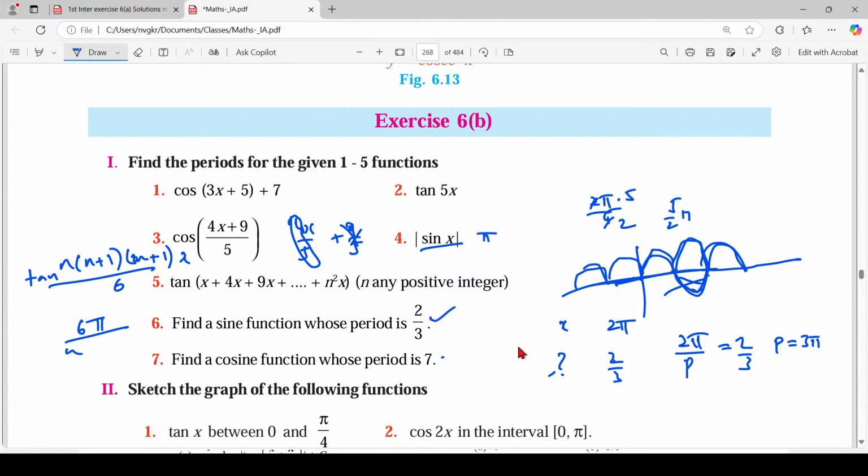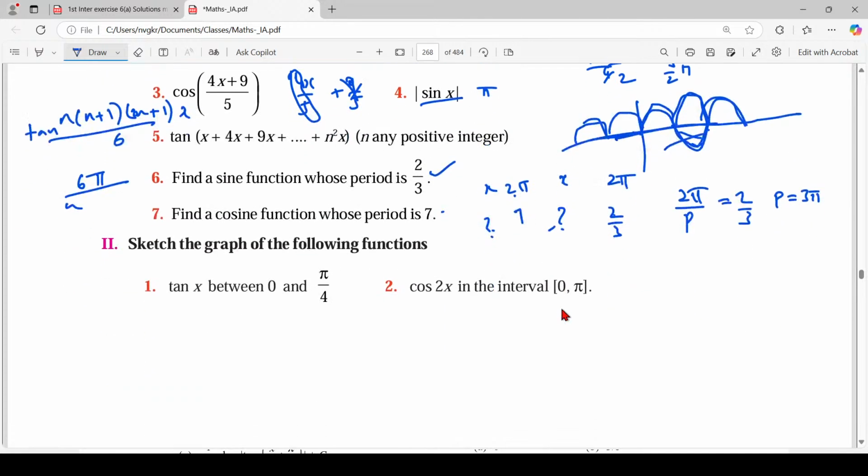Okay, what about this one? When it is cos x, it is 2 pi. What is that something that makes it 7? 2 pi by that something should be equal to 7. Okay, understood?